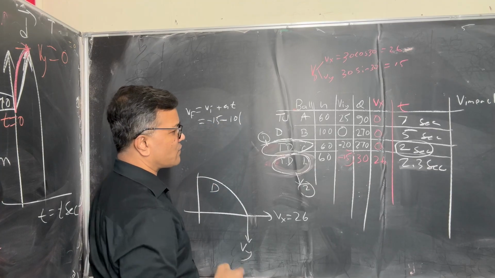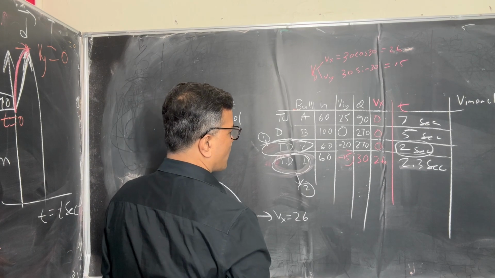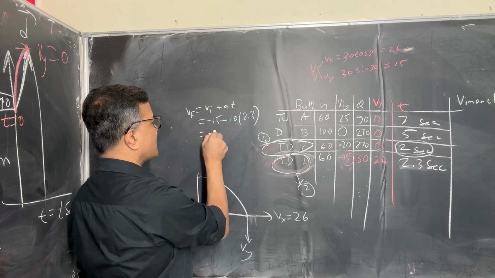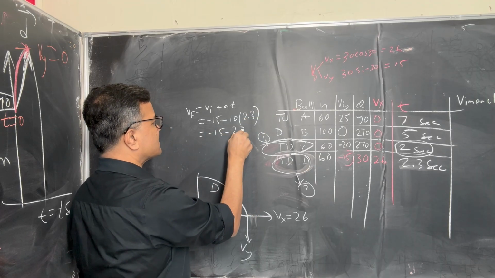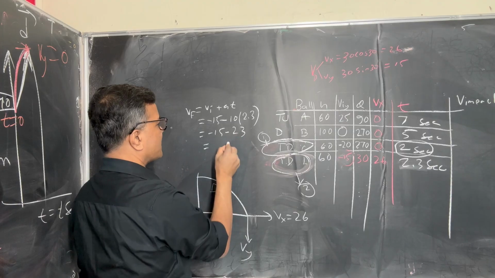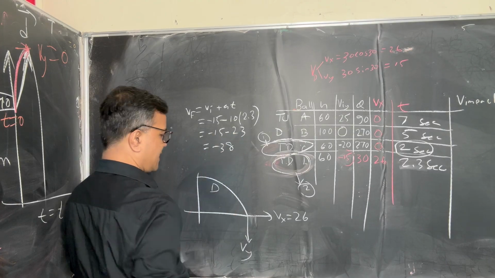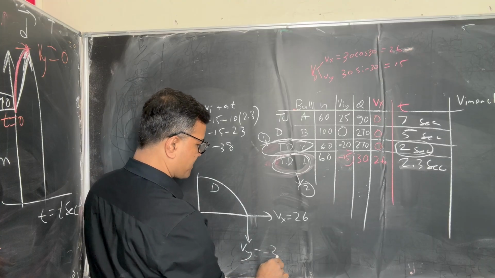It falls for how long? It falls for 2.3 seconds. So negative 15 minus 23, so that is negative 38. So this one is negative 38.